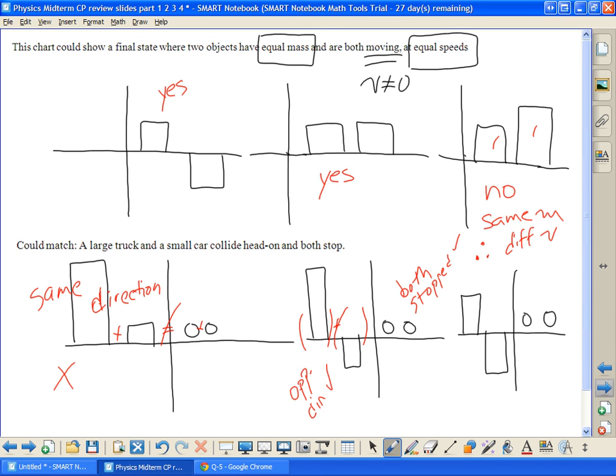Okay, now here we have different directions, and they're both stopped, but hang on, one's supposed to be a large truck and the other a small car. How can they have equal momentum? Yes, same deal. Big M, little v, little m, big V. And these momentum quantities are not that unfamiliar.